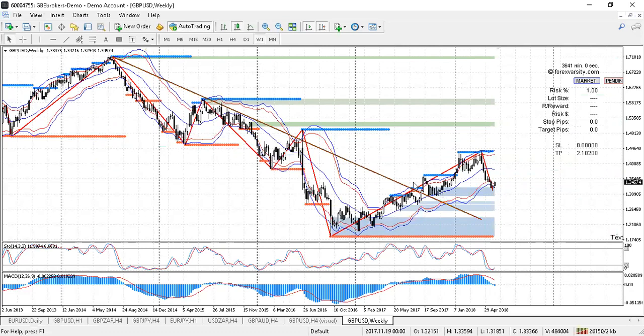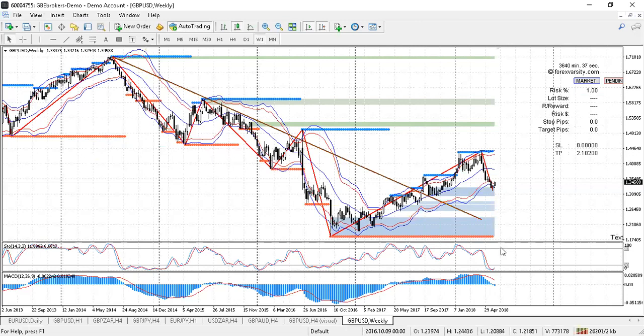Okay, so you'll notice as well, the stochastic has gone down to the oversold section. So it doesn't mean to say that price is going to stop there and retrace back up necessarily. Very often the stochastic will go and just wiggle along here, right down the bottom, while the price slowly comes down.